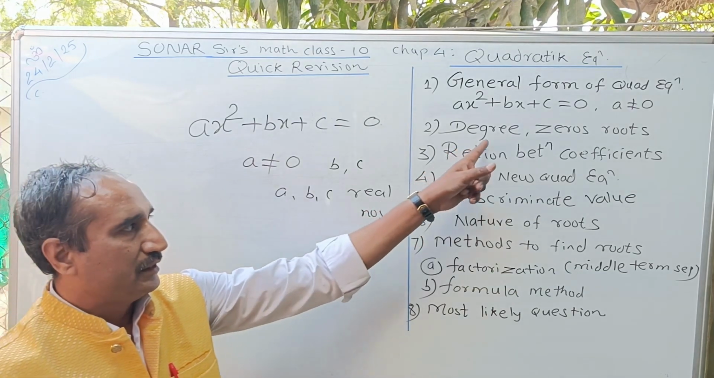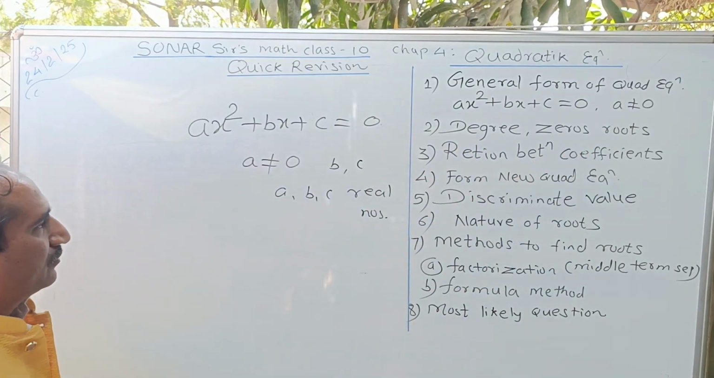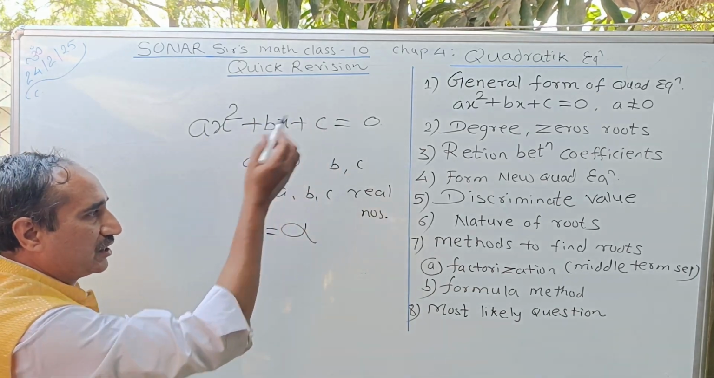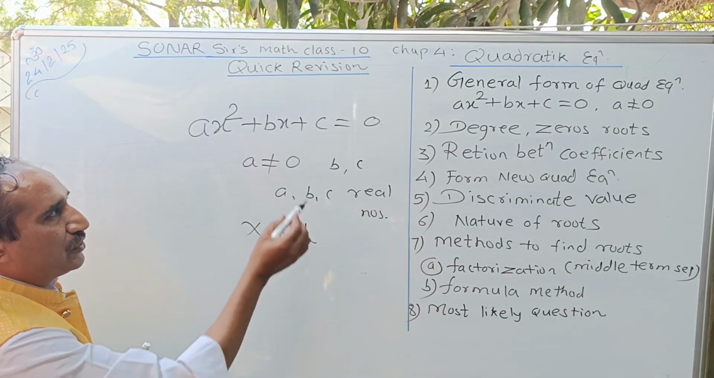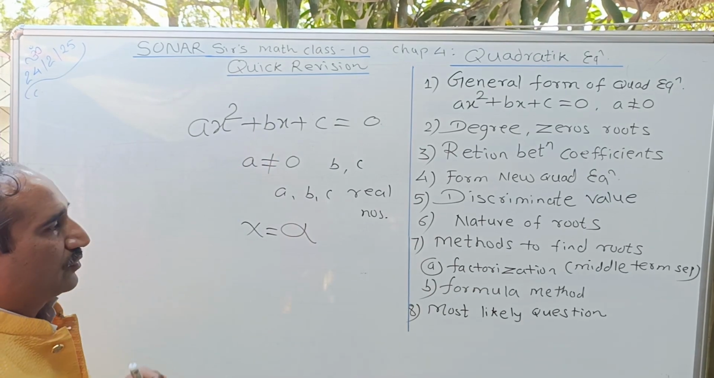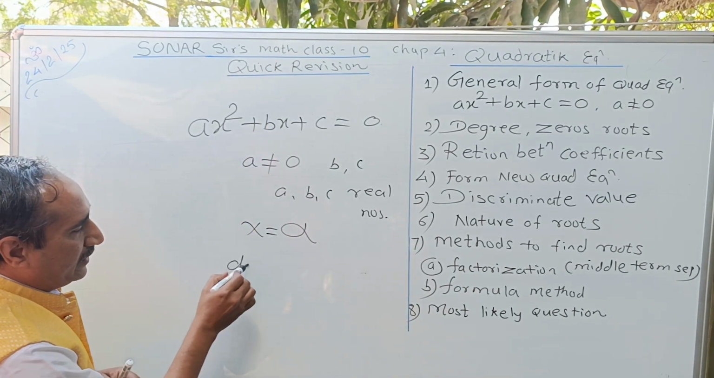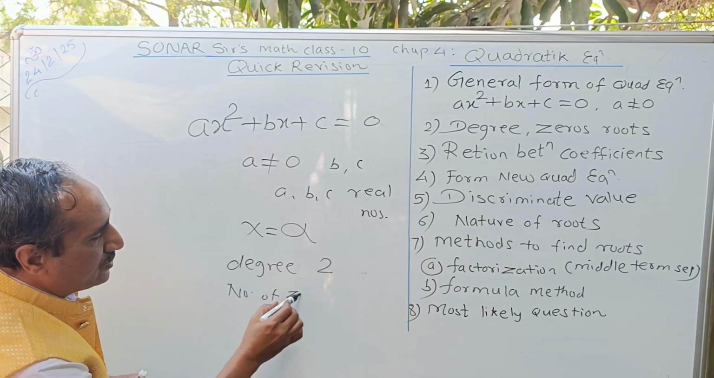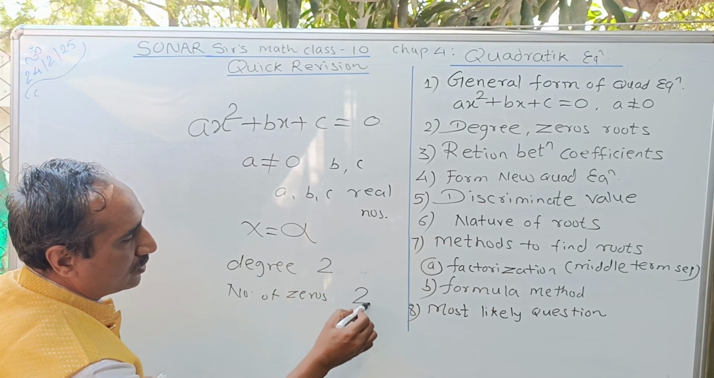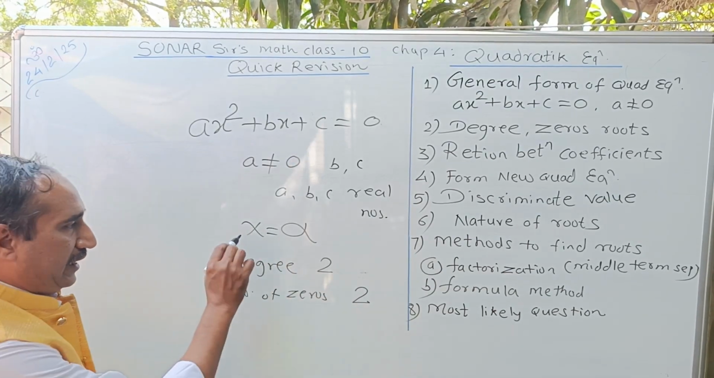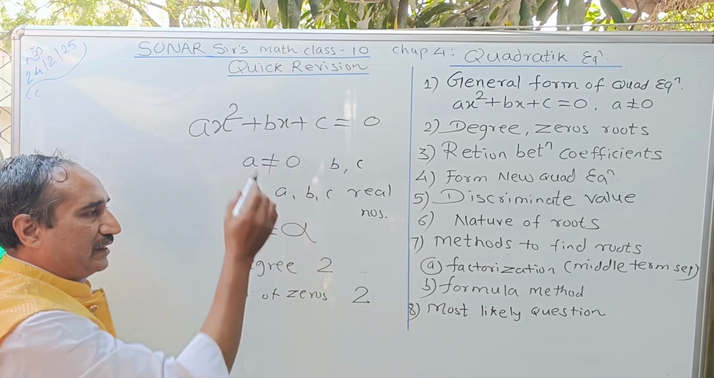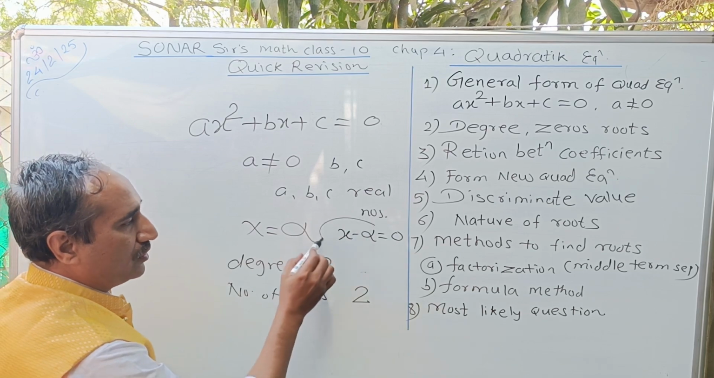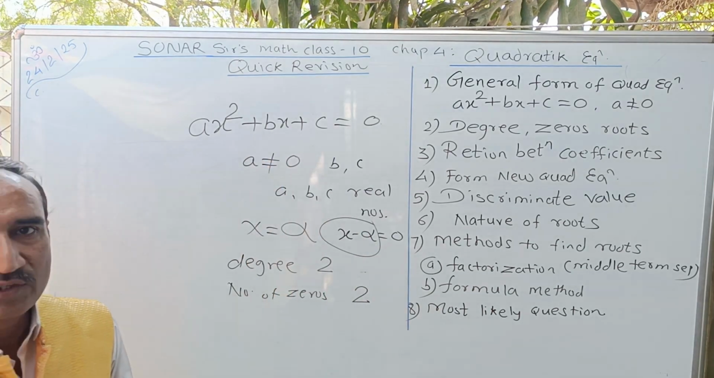Let's discuss degree, zeros and roots. The value of the variable x, suppose alpha, which satisfies the equation is called zero of the quadratic equation. As the degree of this quadratic equation is 2, the number of zeros are 2. If x is equal to alpha satisfies the equation, then x minus alpha is equal to 0 is called root of the quadratic equation.